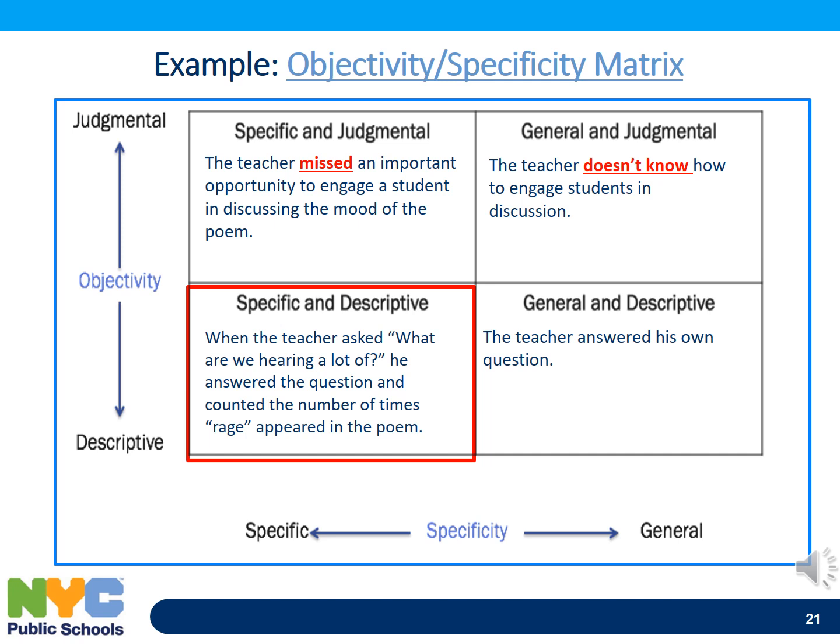The Objectivity Specificity Matrix is a helpful tool for practicing the skill of observing and discussing instruction in a low inference and non-judgmental way. It can help observers distinguish between specific versus general statements, as well as descriptive versus judgmental statements. Keep in mind that the evidence collected should be both descriptive and specific, instead of general and judgmental. Notice the bottom left quadrant in the diagram for an example of observation data that is both descriptive and specific.